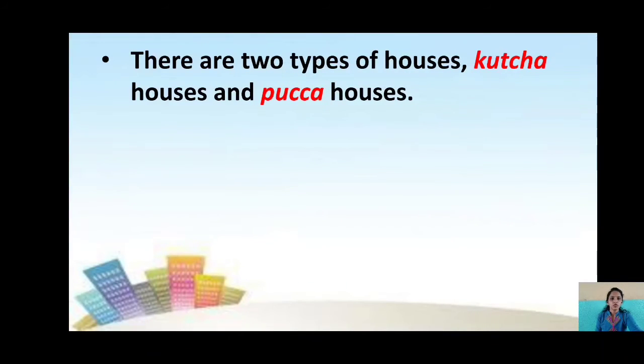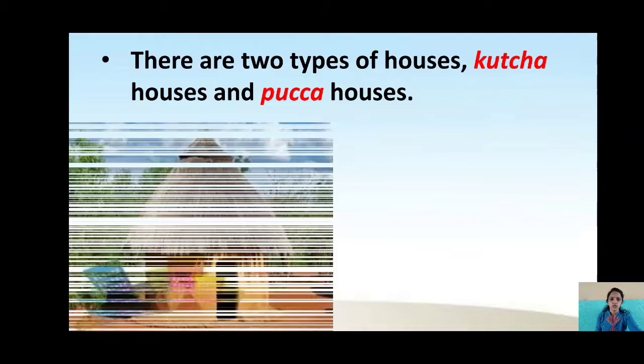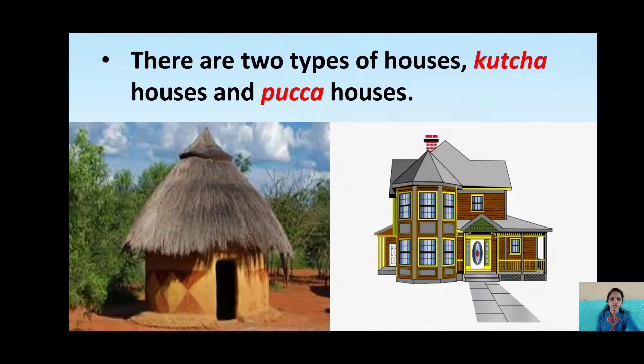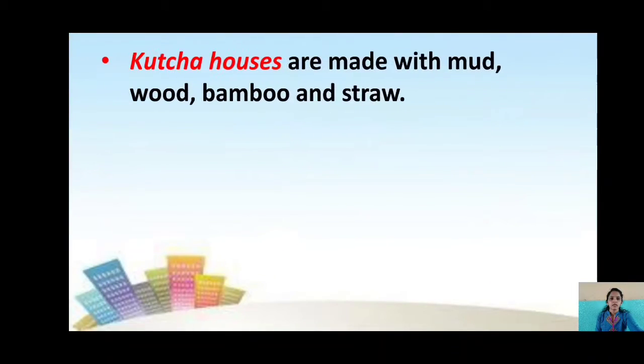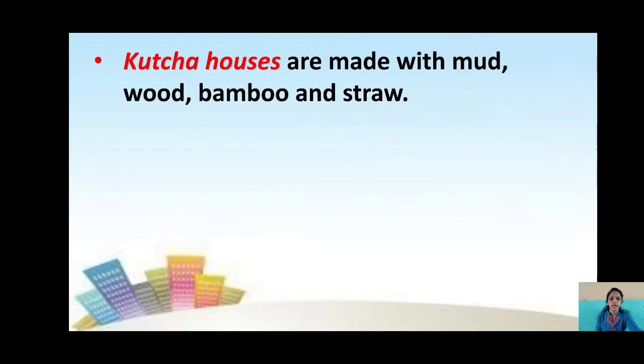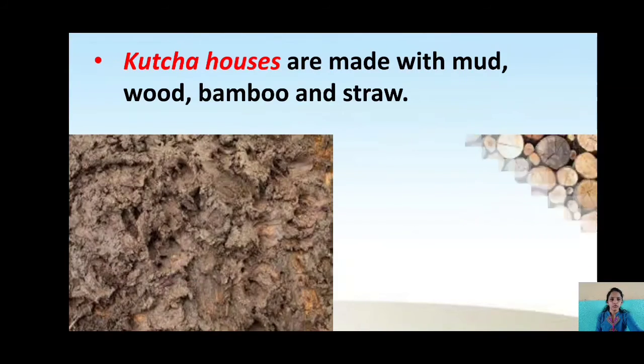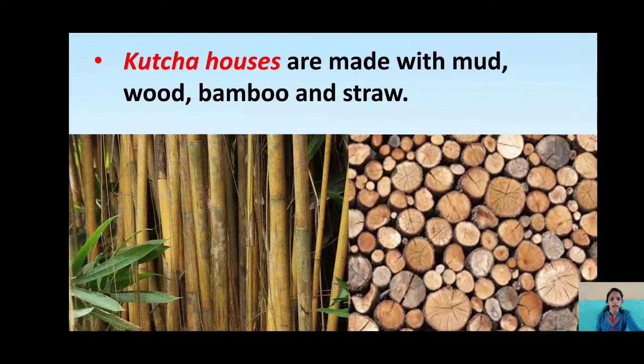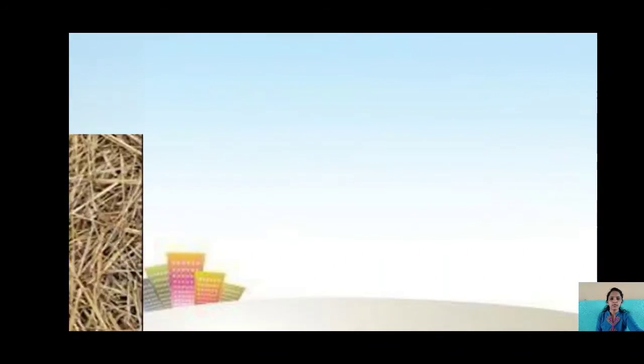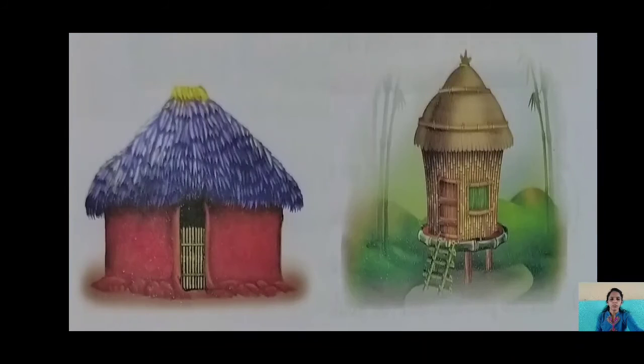There are two types of houses, kacha houses and pakka houses. Kacha houses are made with mud, wood, bamboo and straw. Examples of kacha houses are hut and bamboo house.